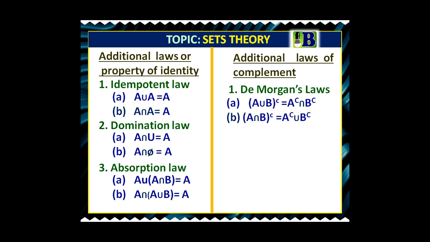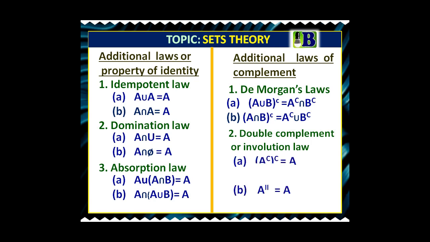So the first one which we are going to discuss under this complement is called De Morgan's law. De Morgan's law has to do with complement. So if you look for the complement of A union B, it's going to give you the complement of A intersect the complement of B. If you look for the complement of A intersect B, it's the same thing as A complement union B complement. Then we have what is called the double complement or involution law.